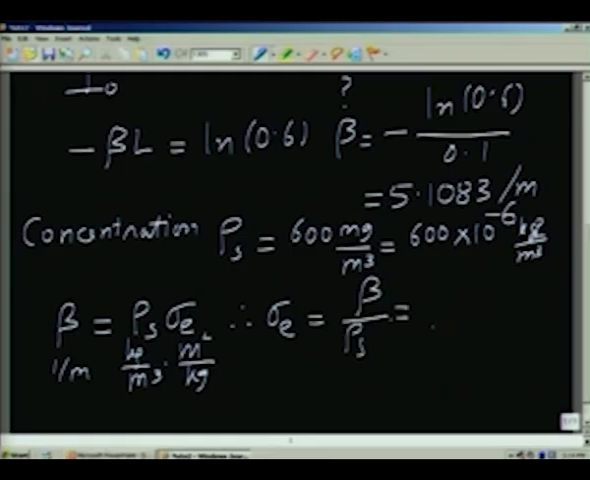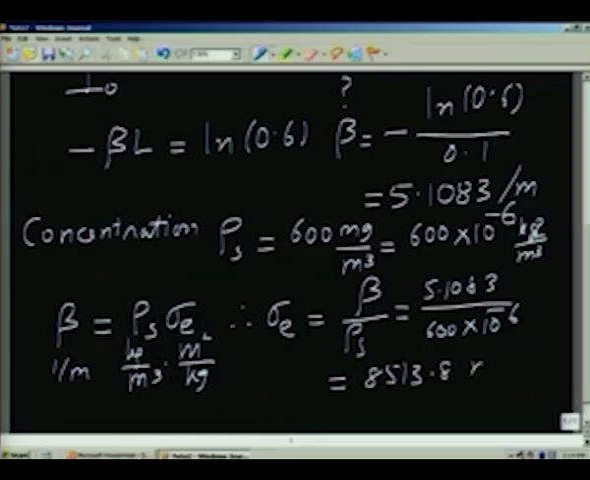So, we can put it as 5.1083 divided by 600 into 10 to the power of minus 6. Units will be meter squared per kilogram, as you have seen from the workout here. This comes out to 8513.8 meter squared per kilogram. That is the second answer we require, that is the extension cross section per unit mass.